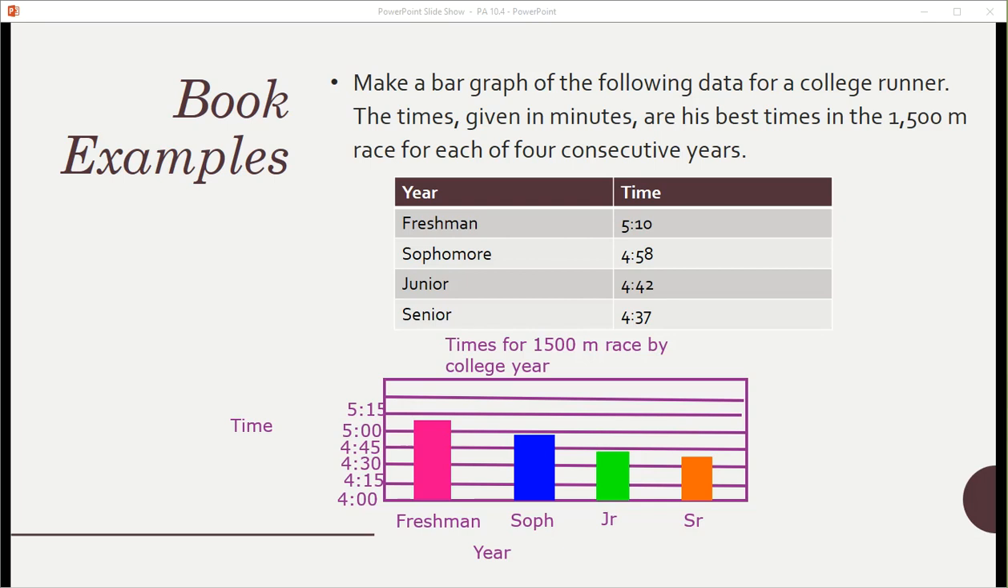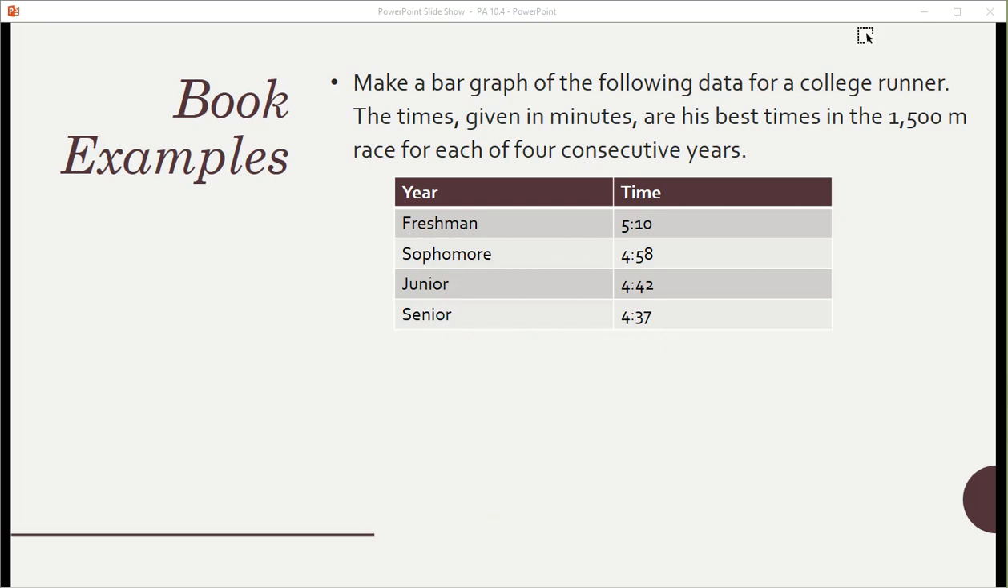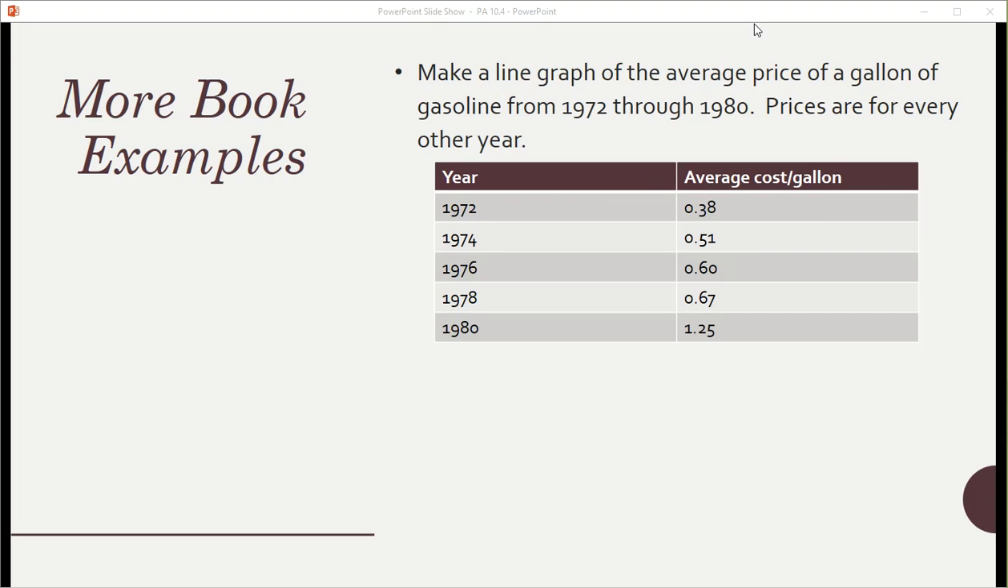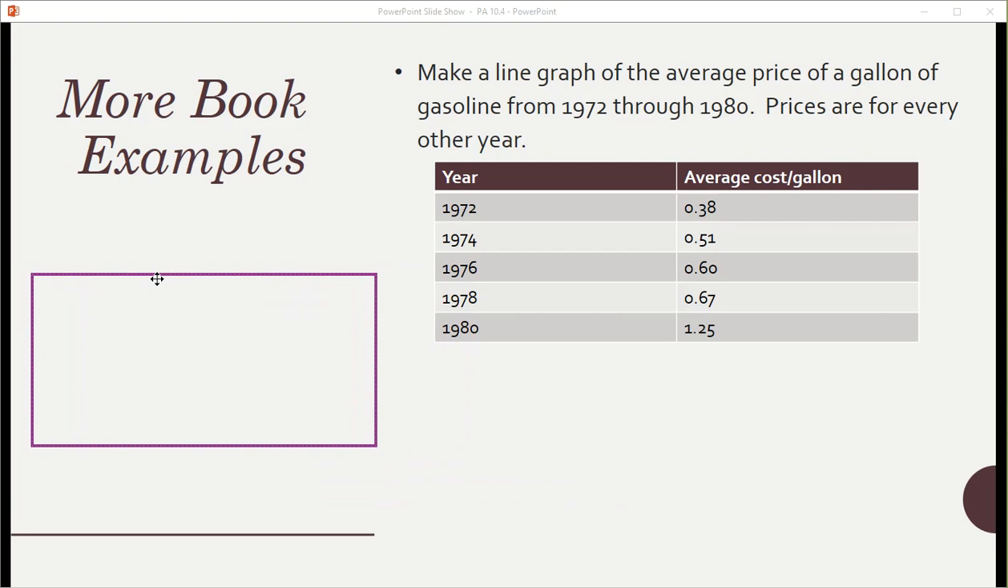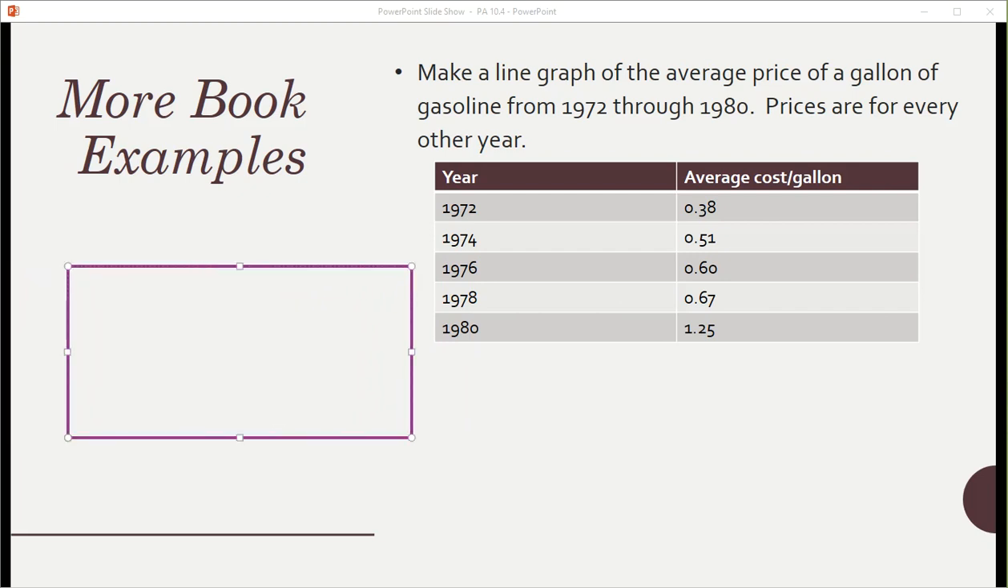Let's try a different type of graph this time. This time we're going to make a line graph. It says make a line graph of the average price of a gallon of gasoline from 1972 through 1980. And it tells us that the prices are for every other year. So for this one, I'm dealing with the years from 1972 until 1980. So I'm going to put this over here to give you a little easier view of it.